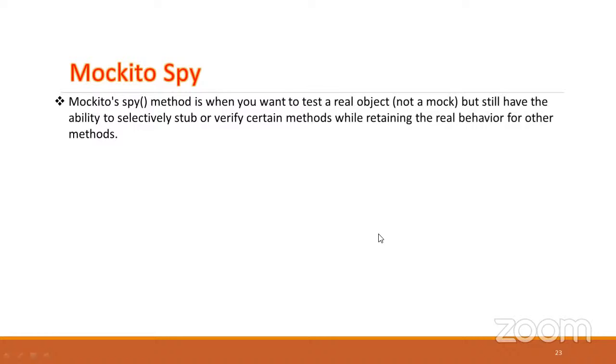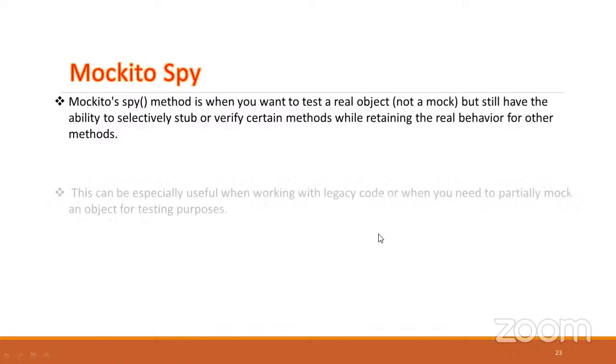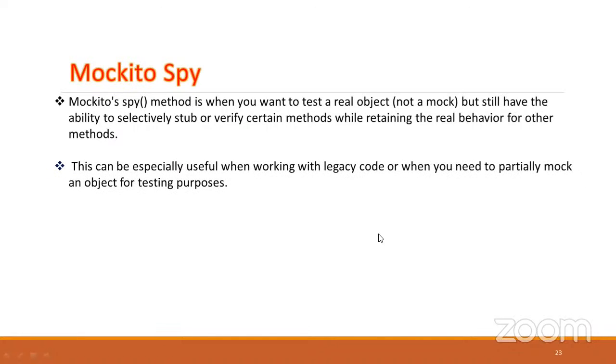Mockito spy, sir. The Mockito spy method is used whenever you want to test the real object, not a mock, but still have the ability to selectively stub or verify certain methods while retaining the real behavior for the other methods. Understand, guys, everybody? So the spy method is for testing what? Real objects, sir, not the mock object. So basically, this spy method is useful for testing your private methods.